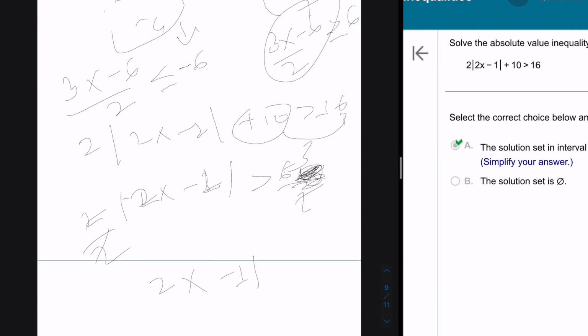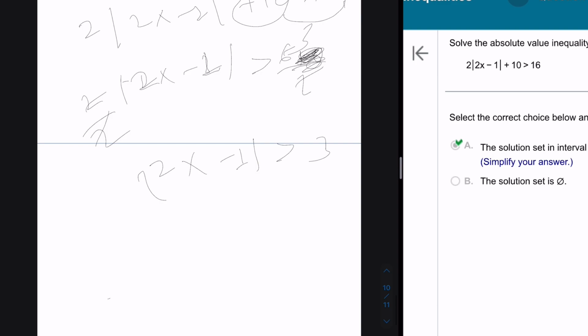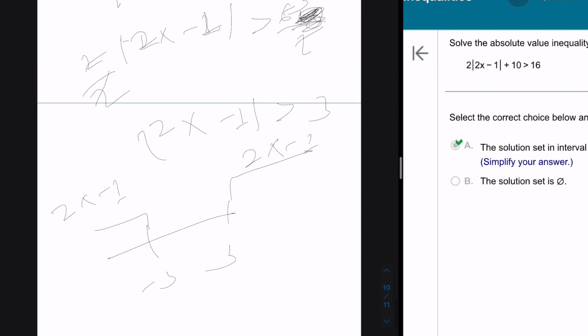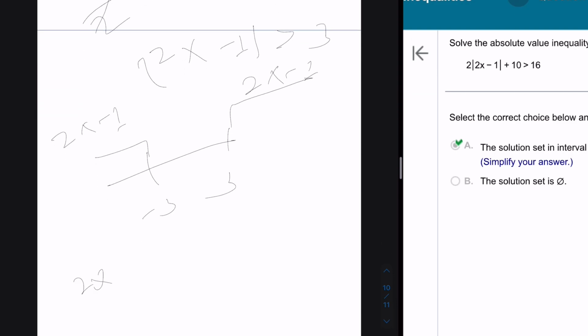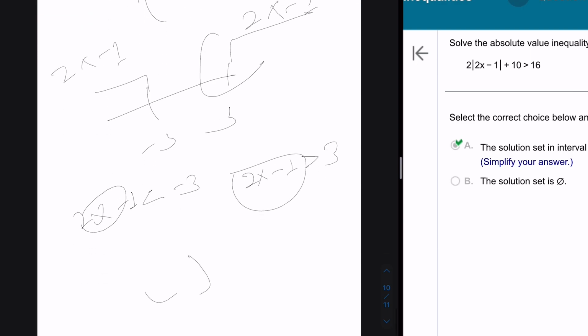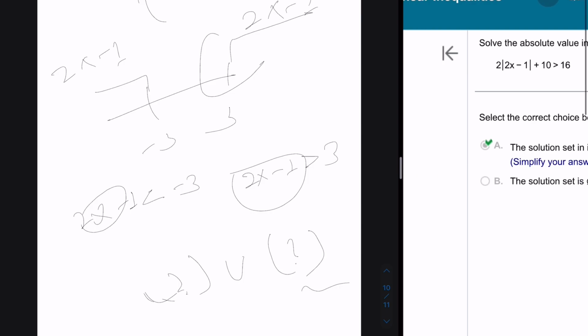2x minus 1 is greater than 3. Now the graph will look like 3 and minus 3. Absolute value is greater, that's why the graph will look like this. I mean the interval will look like this. And we have two equations: 2x minus 1 is less than minus 3, and from this side we have 2x minus 1 greater than 3. Solve for the x and you will get the interval union interval. That's it.